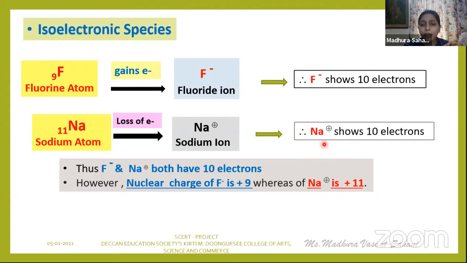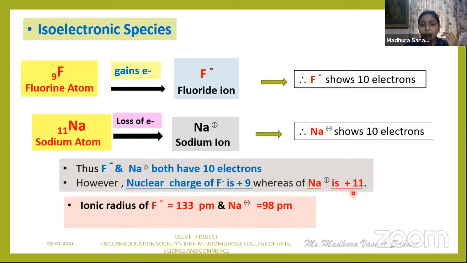As the sodium cation has a total of 11 protons, the nuclear charge for the cation is plus 11. Now, if you compare the nuclear charges of both, you will come to know that for the cation, the nuclear charge is more. And you know that if the nuclear charge is more, there is greater attraction for the valence electron by the nucleus.